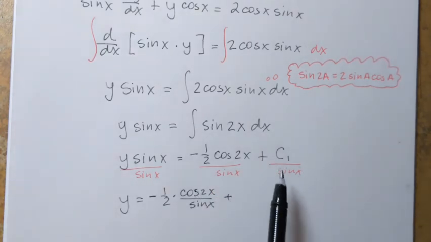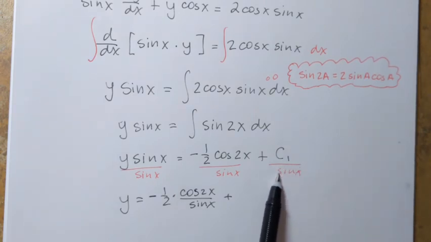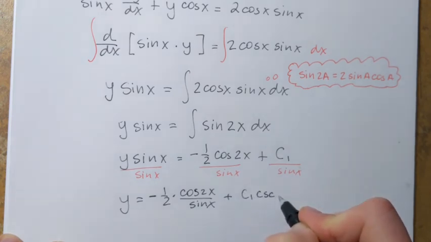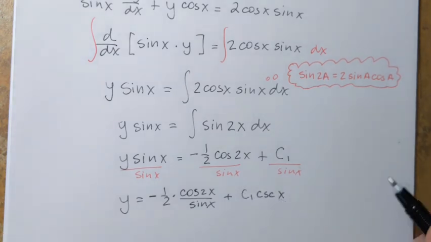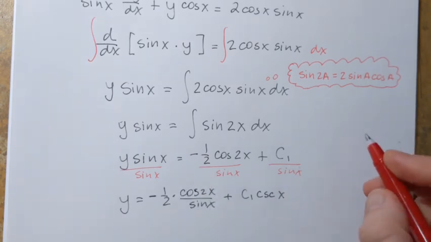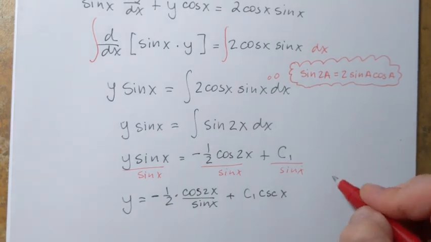Plus, now c1 over sine of x, it's the same as what? What is the reciprocal of sine of x? The reciprocal of sine is cosecant, right? In other words, I can rewrite it as c1 cosecant of x. And now on the side, I'm going to simplify this quotient. So let's see what we can remember from trig.